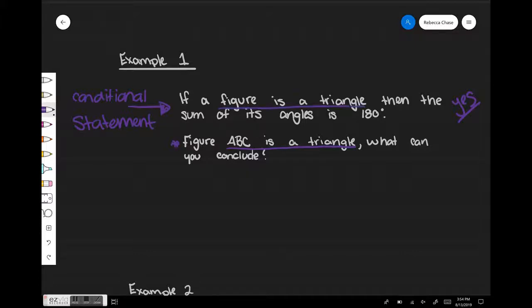Because this part right here is the hypothesis of our conditional statement, then we can conclude that, I'm going to reword that. We can say that the angles of figure ABC add up to 180 degrees. What we did was, because the conditional statement in the beginning was true, and it gives us the hypothesis again and says that that is true, then we can conclude what the conditional statement said.